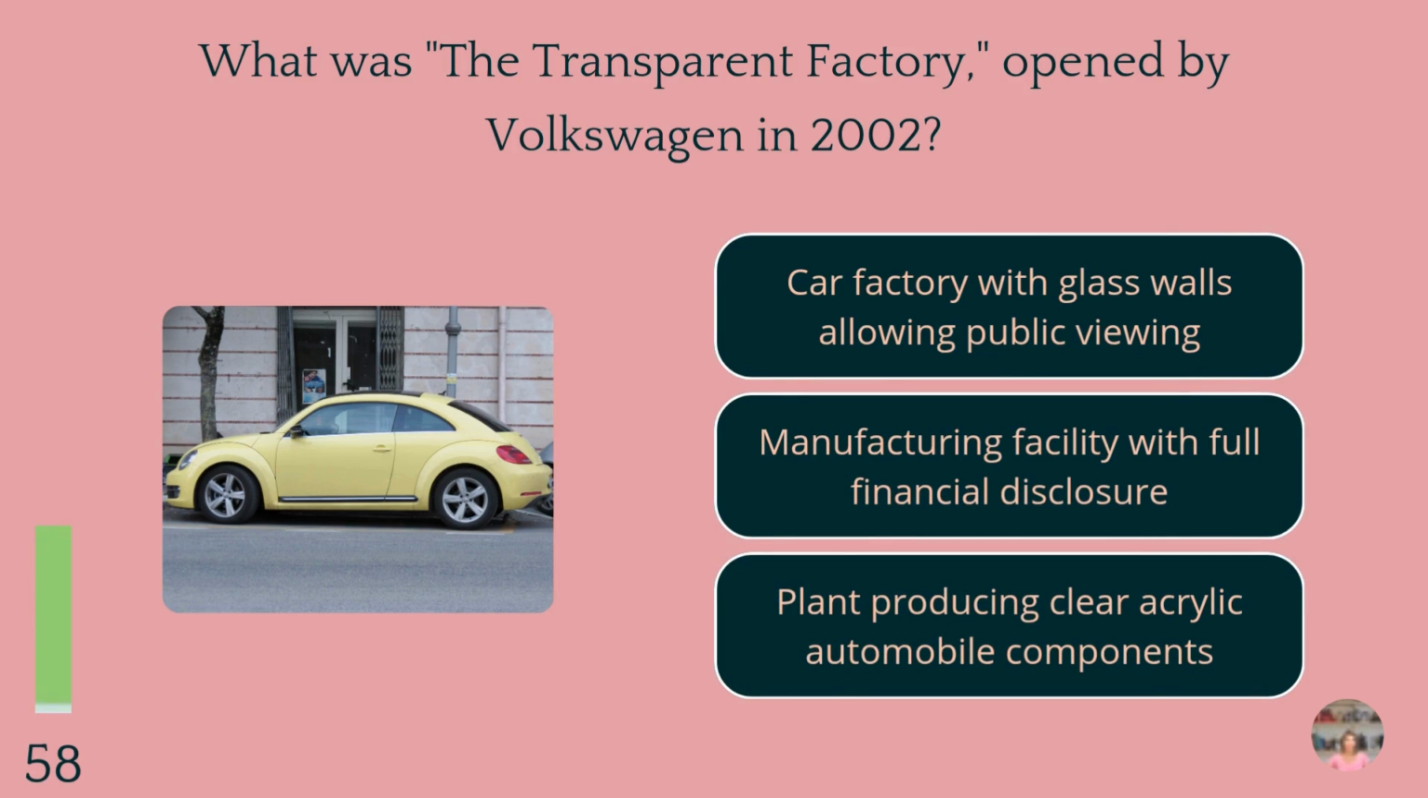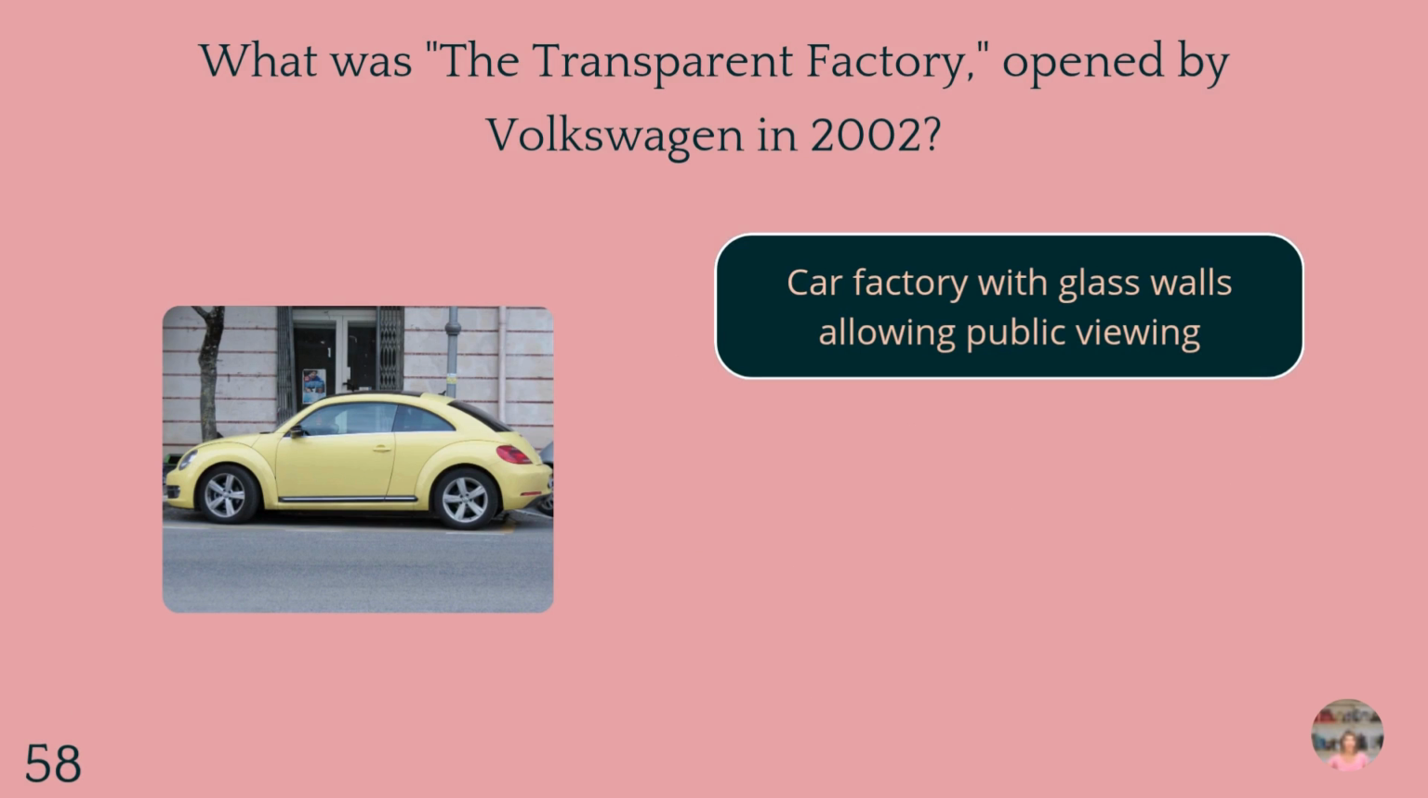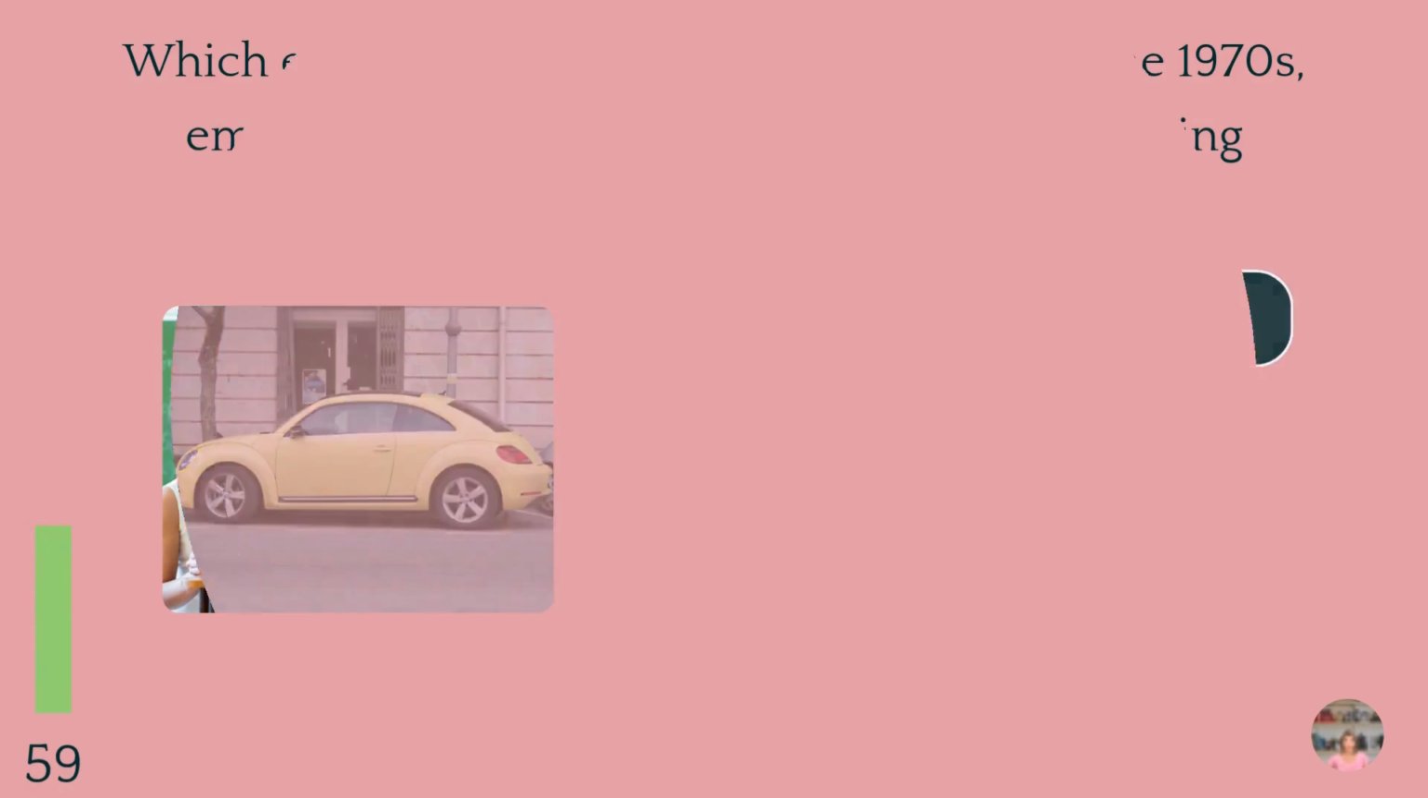What was the transparent factory opened by Volkswagen in 2002? Car factory with glass walls allowing for public viewing, a manufacturing facility with full financial disclosure, or plant producing clear acrylic automobile components? A car factory with glass walls.